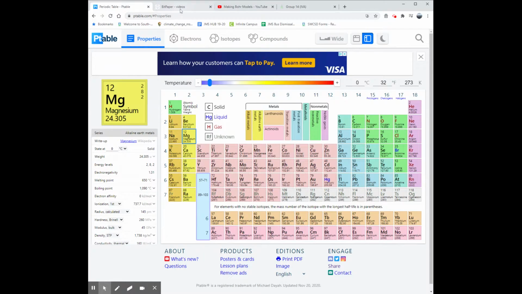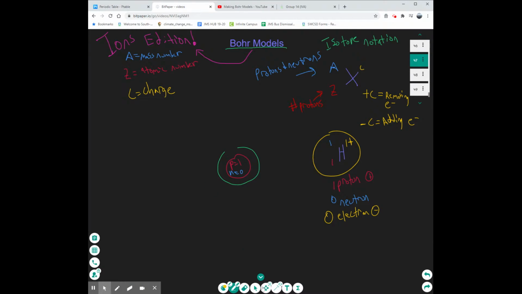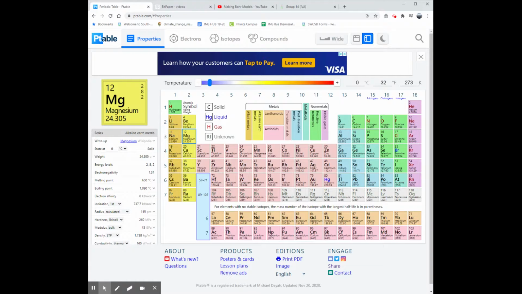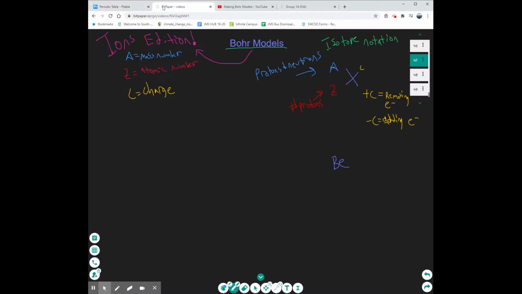Let's do beryllium. Let's get beryllium out here and take a look at what beryllium is doing. Sorry, I totally goofed that up here. If your charge is negative, then you're going to be adding electrons. There we go. Okay, cool. So let's look at beryllium. If you look at beryllium, normally it has a mass number of 9.